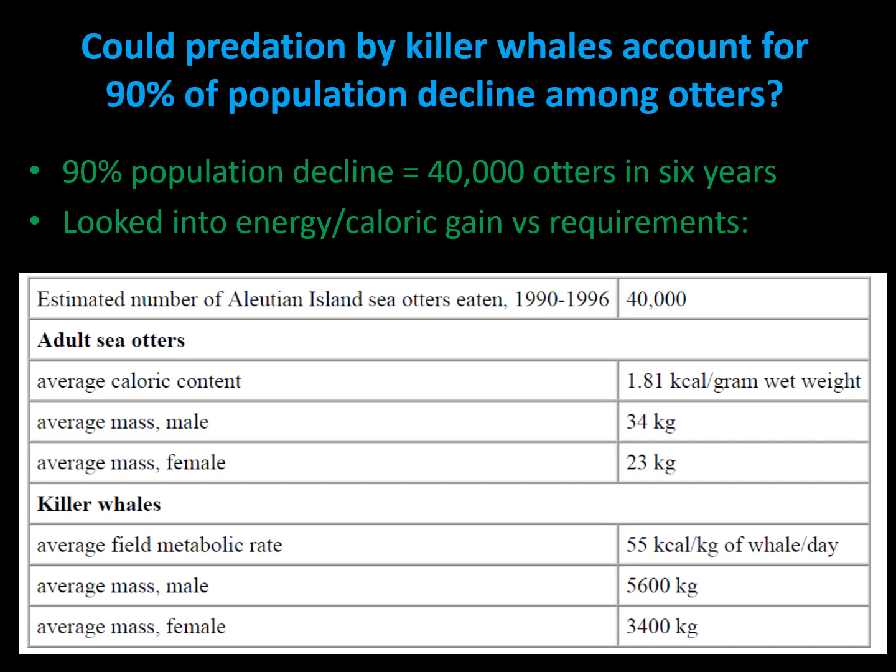Now go back to the pods. What is the size of a pod? Well, pods can contain about 5 to 6 pod members. So with those transient pods, it's certainly possible that about 4-5 killer whales may have actually devoured 40,000 sea otters within a 6-year time frame. The math proves it's completely possible.